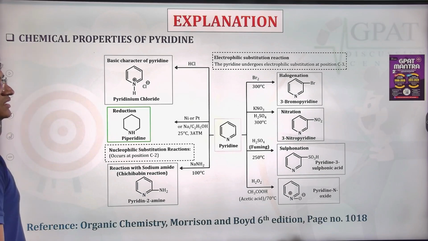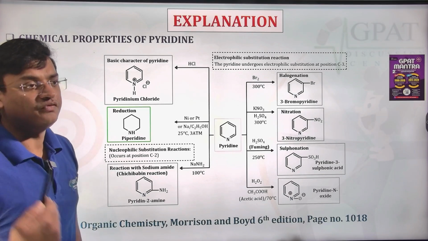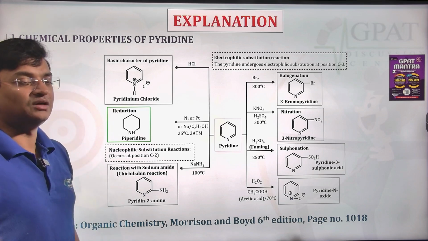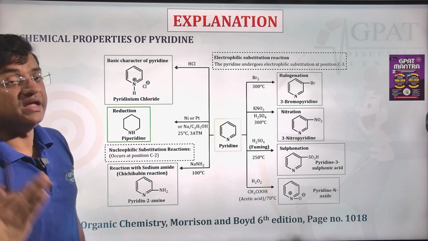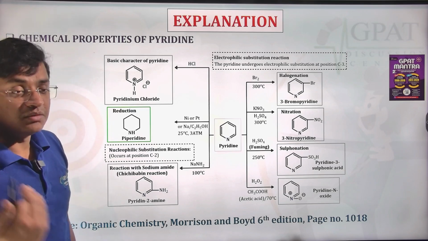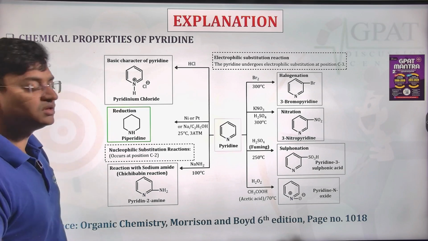Okay. Next we are having halogenation, that is an electrophilic substitution reaction of pyridine, which occurs at the third position only under high temperature, very high temperature, not under the normal conditions.